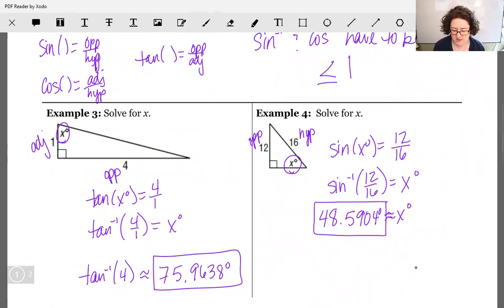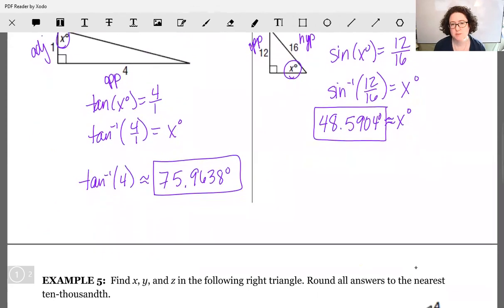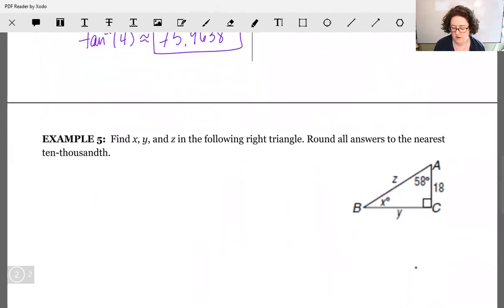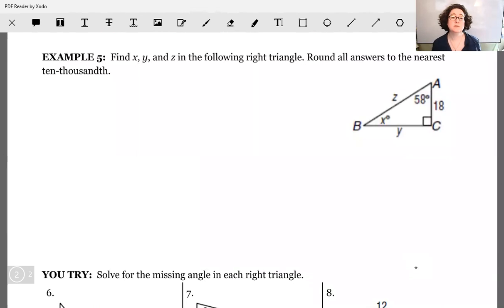Alrighty. So let's do an example that actually pulls both things together, solving for sides and solving for angles. So both this lesson and the last lesson. So x, y, and z. So a few different ways to do this. Again, I'm going to use what we just learned to solve out for x. I know that, well, can I do that?